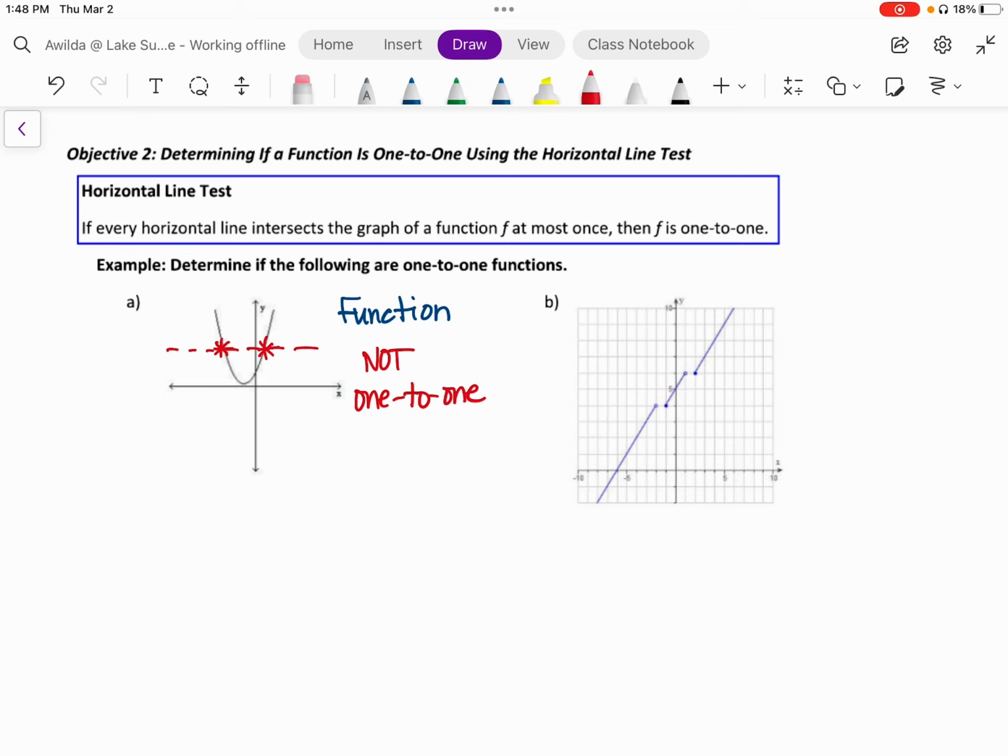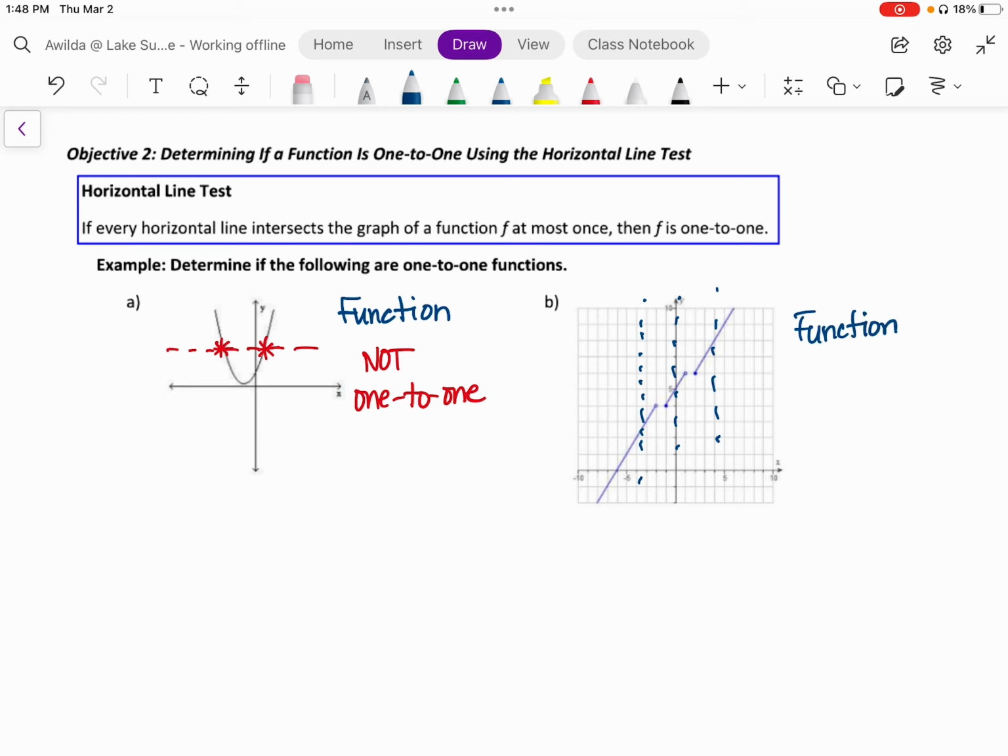For the next example, we have a piecewise function, and we do see it's a function because it is going to pass the vertical line test. No vertical line is going to intersect the graph at more than one point, so it is a function.